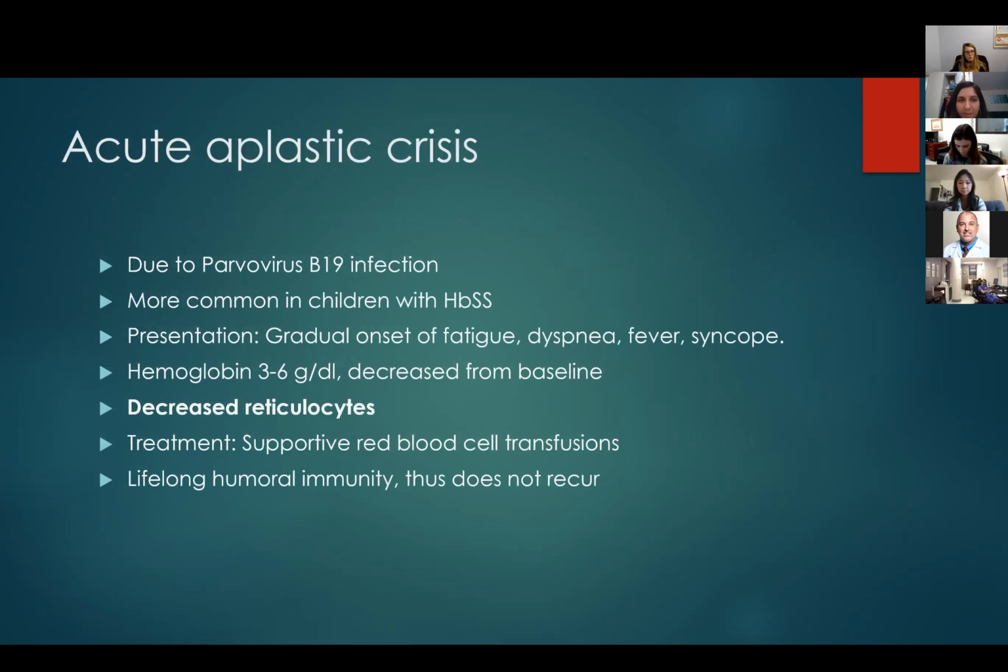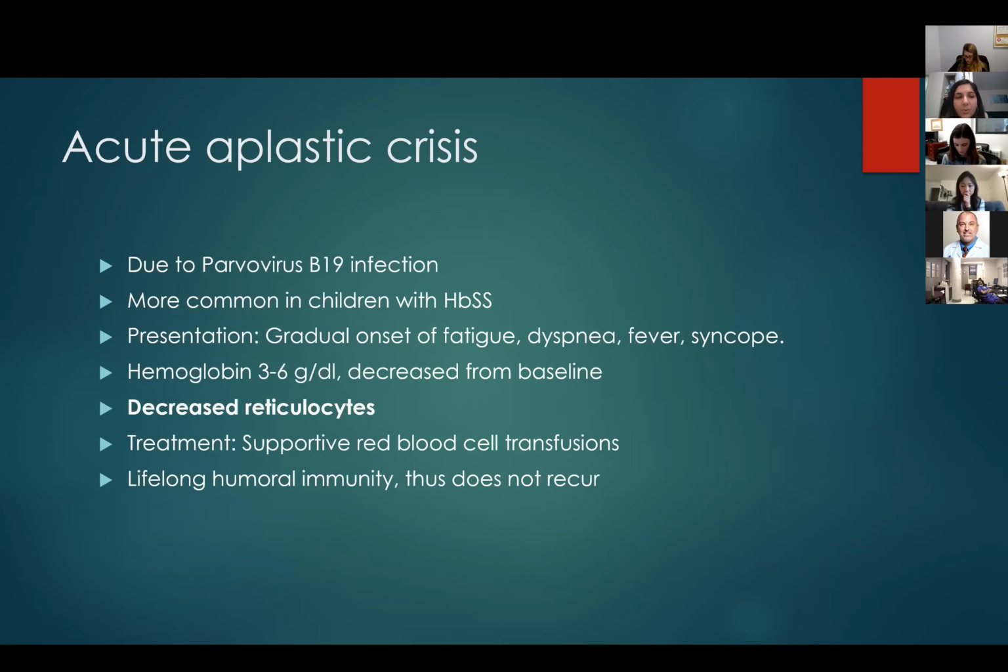The acute aplastic crisis. As we know, this is caused by parvovirus B19 infection, more common in children, but you can see it in adults. And they present with typical symptoms of anemia, gradual onset of fatigue, dyspnea, syncope. They can have fever. Their hemoglobin tends to be really low, like sometimes something like 3 to 6 grams per deciliter. And the hallmark is decreased reticulocytes, often less than 1%.